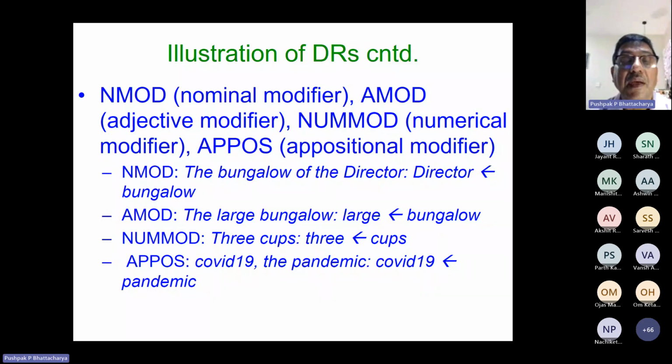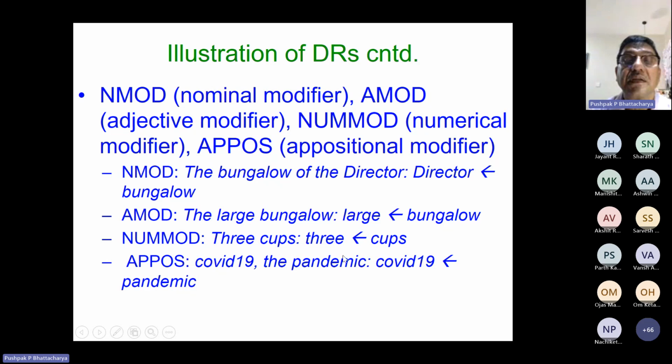And then apposition: COVID-19, the pandemic. There is a relation between COVID-19 and pandemic. Apposition means something that comes as an additional piece of information. COVID-19 is said, and then we are saying it is a pandemic. So that is the additional information. Similarly, Modi, the prime minister. So the relation between Modi and the prime minister is appositional. It is additional information.